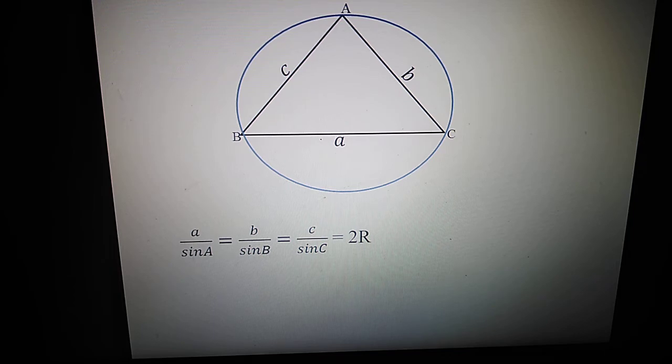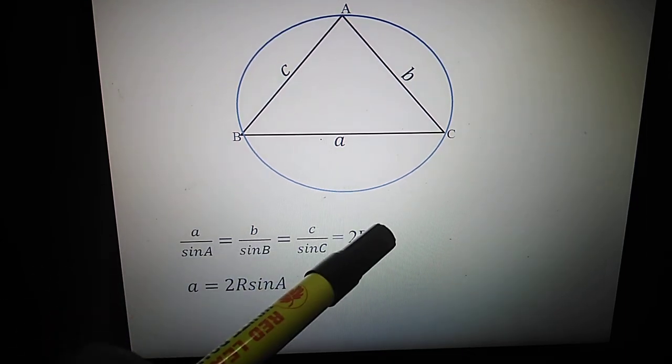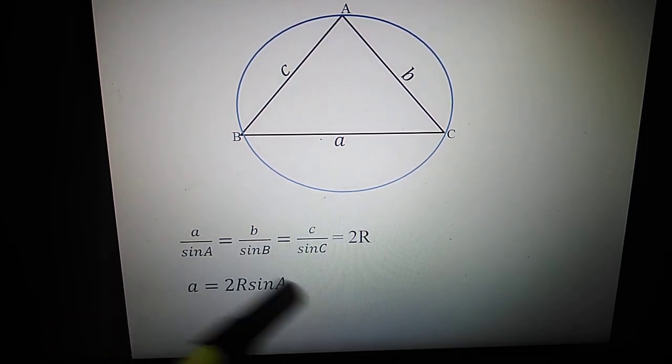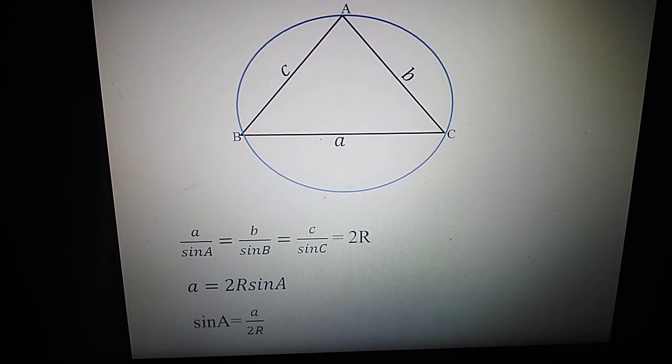So we can write a by sine A equal to 2R. We can write a equal to 2R sine A, and even we can write sine A equal to a by 2R. Actually, with a view to getting solutions to our problems, we have to use this type of formula, a equal to 2R sine A, sine A equal to a by 2R. Many times we have to use it.